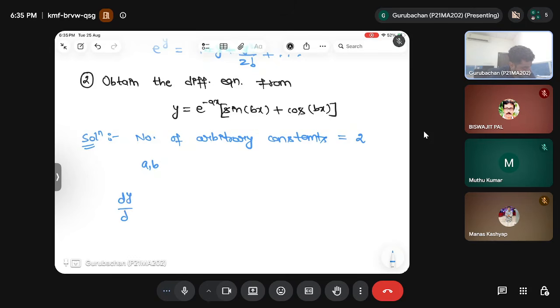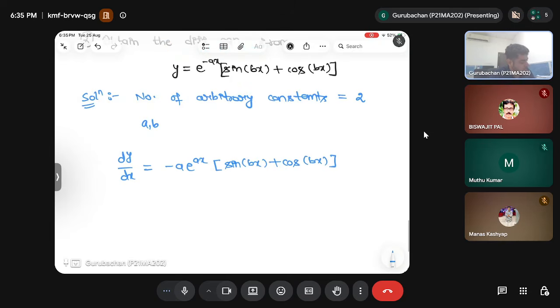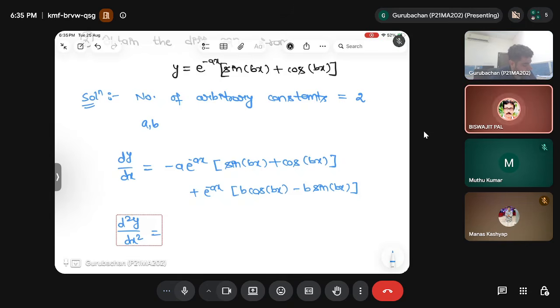So when you differentiate, dy by dx, you will get sine bx plus cos bx plus b times cos bx minus b sine bx. When you differentiate one more time, we'll get, so it was minus sign, so e to the power minus ax.